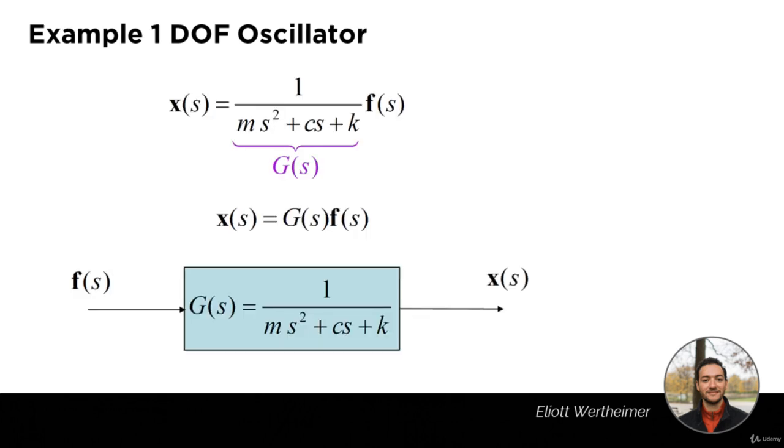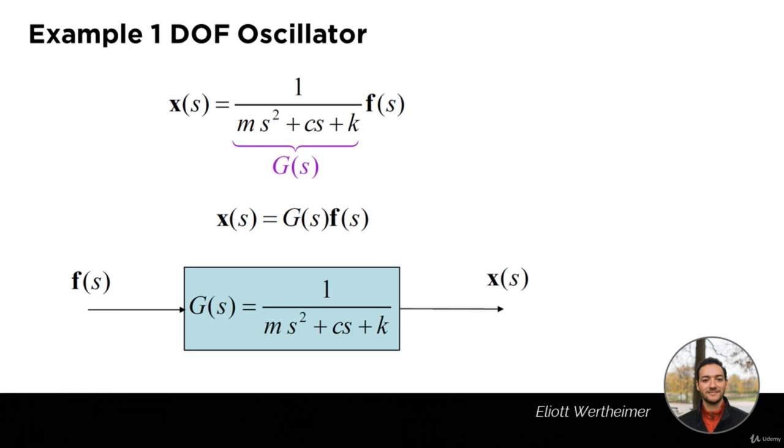So if you look carefully at what we have now, we have X(s) equals an expression, which here is 1 over ms squared plus cs plus k, multiplied by F(s). If you remember, F(s) is the input, X(s) is the output. F(s) is what we know is happening to the system, and X(s) is what we want to find out happens after the force has been applied.